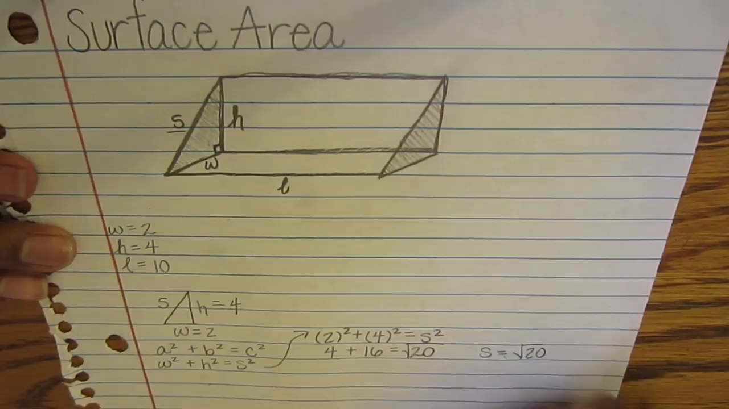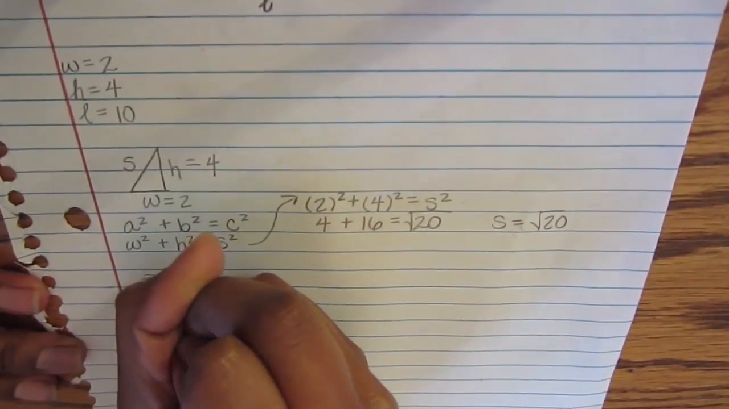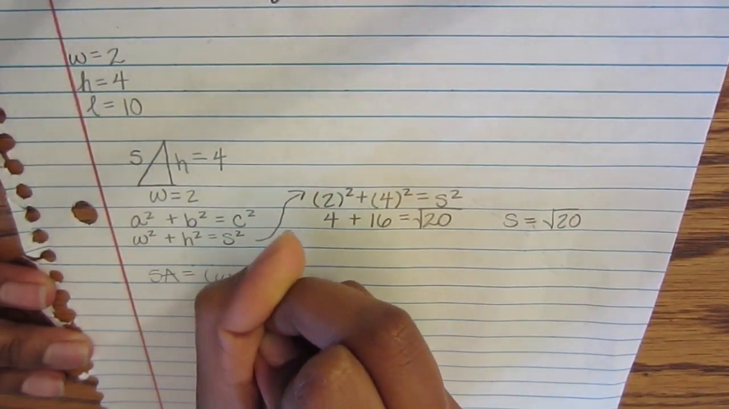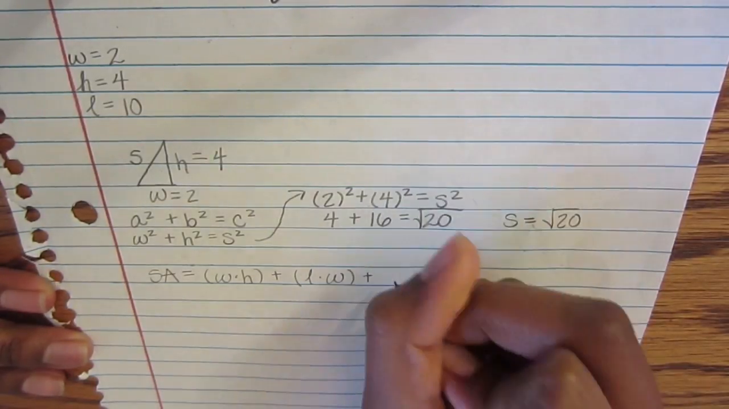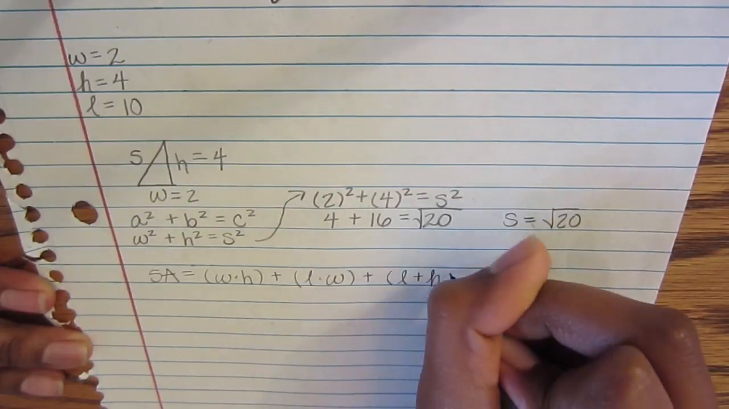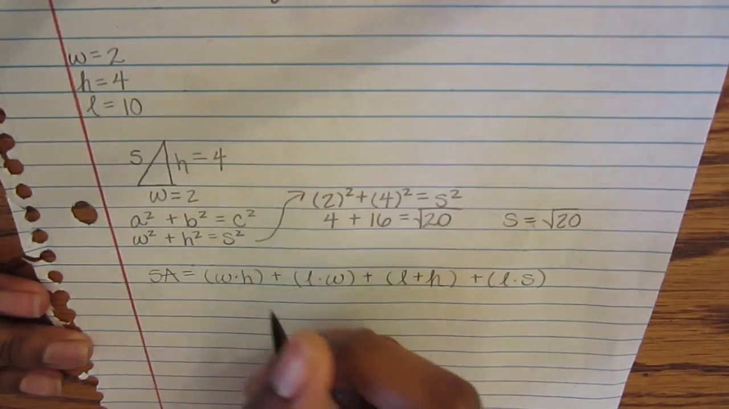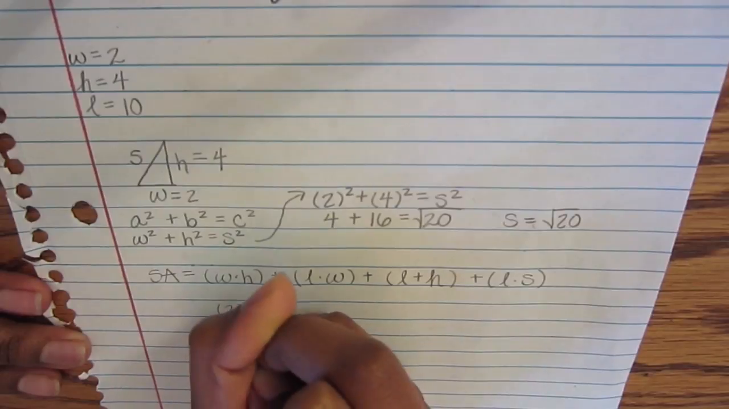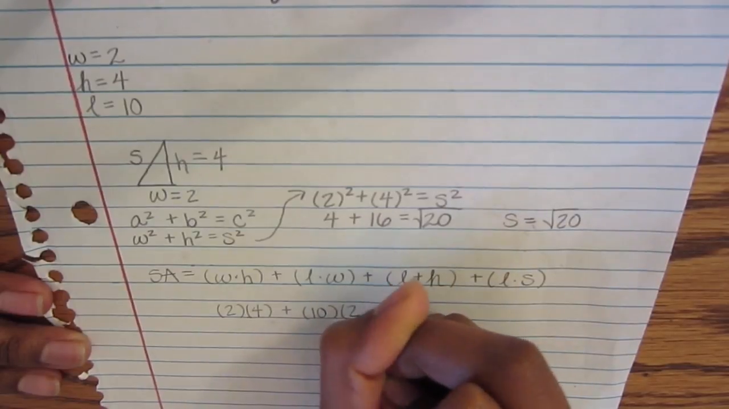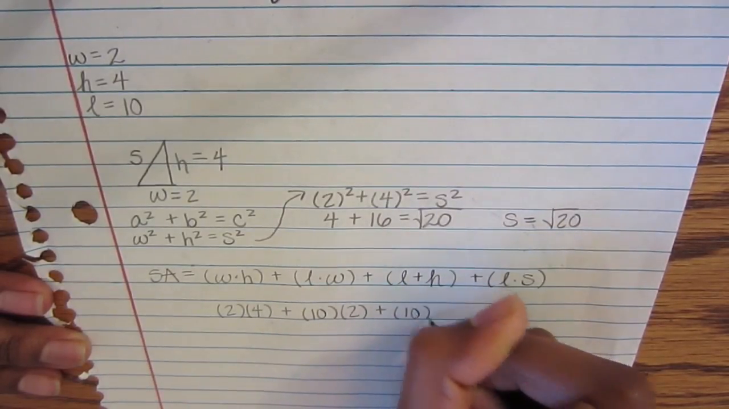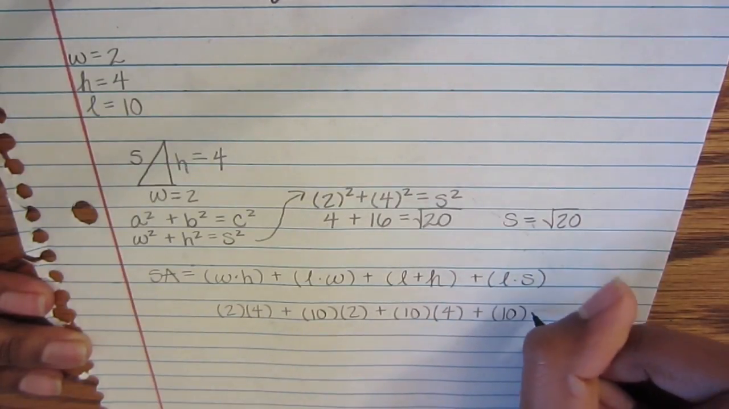Okay, so with that, the formula for surface area is width times height plus length times width plus length times height plus length times the side. So if you just plug those in, width equals 2, height is 4, plus the length, which is 10, times the width, which is 2, plus length 10 times the height, which is 4, plus the length, which is 10, times the side, which is square root of 20.